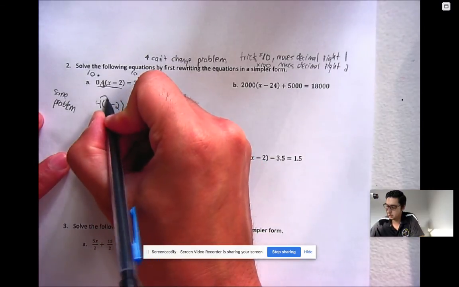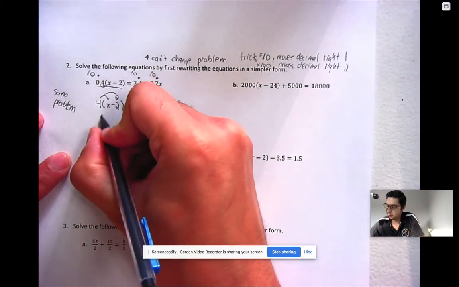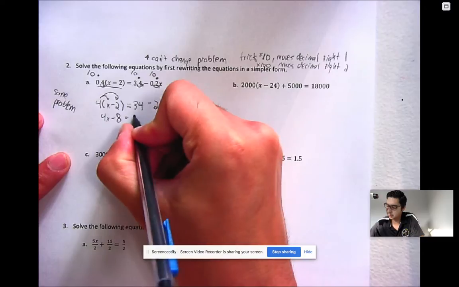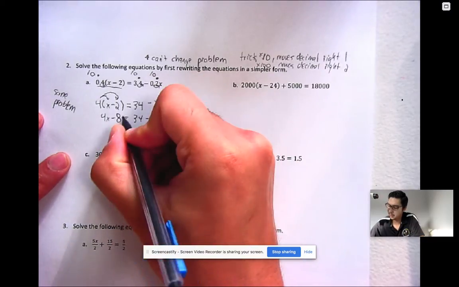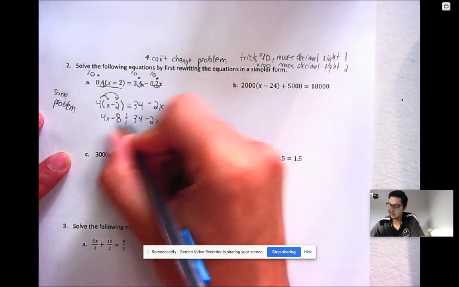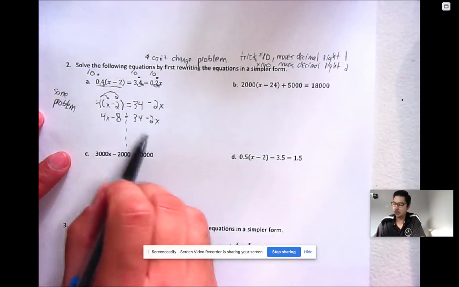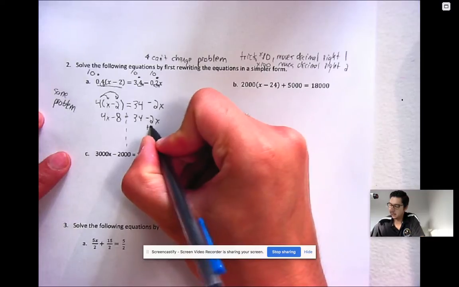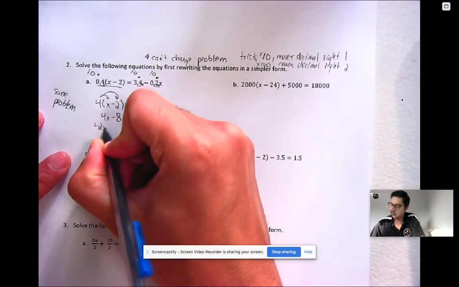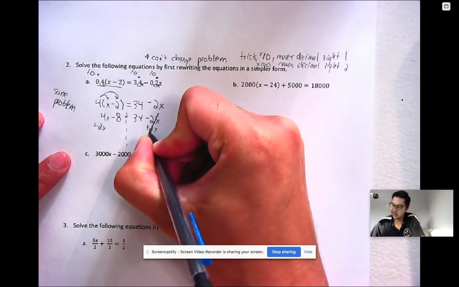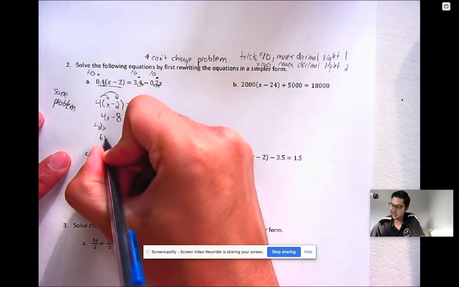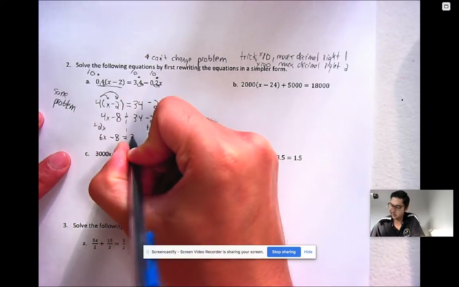Well, I'm going to distribute the 4x. So you get 4x minus 8 equals 34 minus 2x. This one gets trickier because we have x on both sides, so let's get the x to one side. Doesn't matter which side, but I'm going to try and get them on the left side. So I'm going to add 2x to both sides to make the x's on the right side go to 0. So then I get 6x minus 8 equals 34.